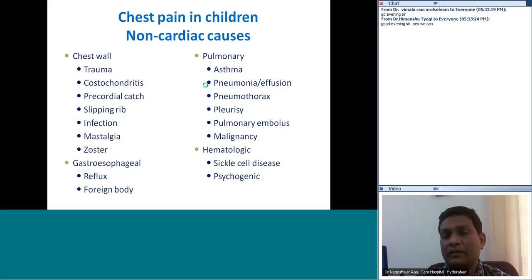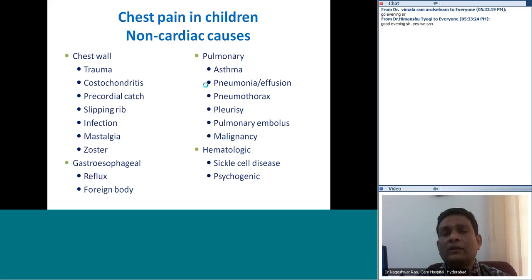Pulmonary embolism is a very, very rare cause in children unless they have DVT or malignancy or some kind of hyperviscosity or in situ thrombosis. Otherwise, generally we don't consider that as a cause for chest pain in children. Other conditions like gastroesophageal reflux disease, especially on weekends when you have spicy, oily food and gastritis, then they get a kind of chest pain. And the psychogenic cause is one of the commonest, especially in school-going children.